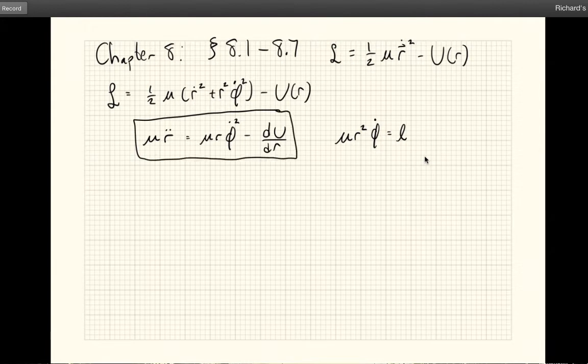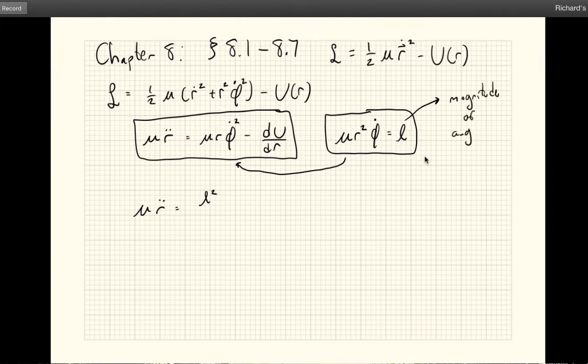This one came from the r equation, and this one comes from the phi equation, and it specifies conservation of angular momentum. To simplify further, we solved for phi dot here and plugged it in over here. When we did that, we ended up with an equation where mu r double dot is equal to L squared, where L is the magnitude of angular momentum, and remember, that's a constant. So we have mu r double dot equal to L squared over mu r cubed minus dU/dr.